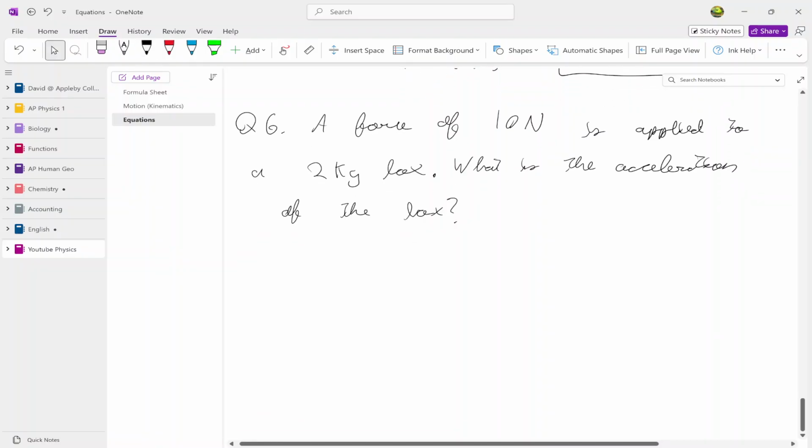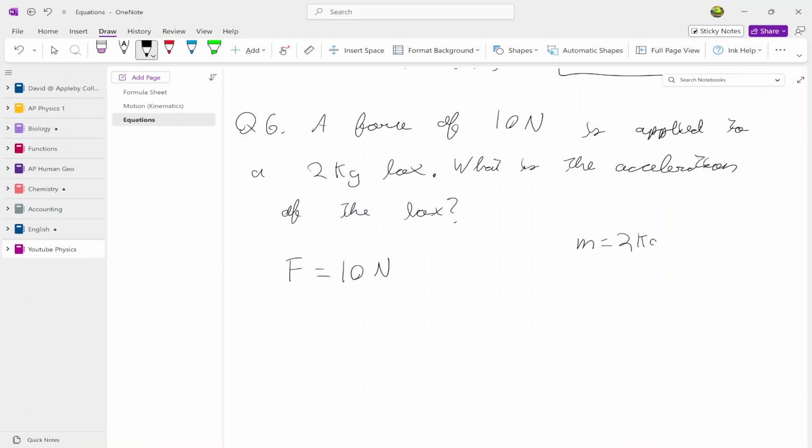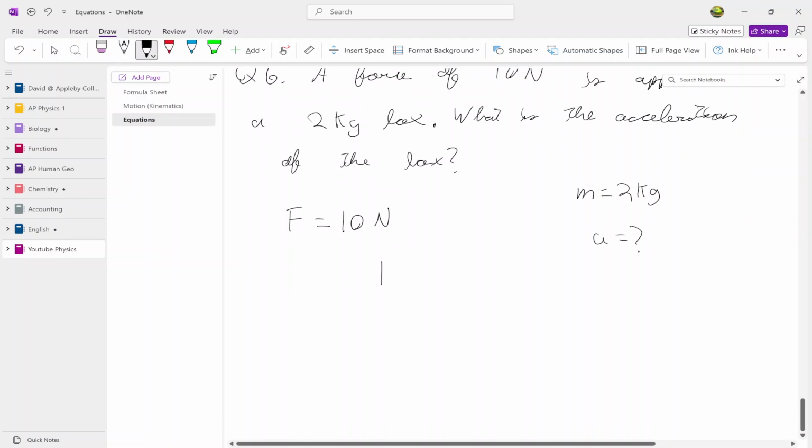Okay. So a force is applied. So we have a force of 10 newtons. Then we have a mass of 2 kg. It's a box. Now we're trying to find acceleration. So what equation do we have? F equals ma. Now we plug in, since this is most simplified.